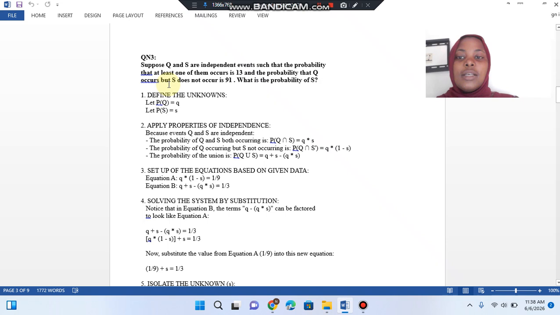So question 3 is, suppose Q and S are independent events such that the probability that at least one of them occurs is 13 and the probability that Q occurs but S doesn't occur is 91. What is the probability of S?